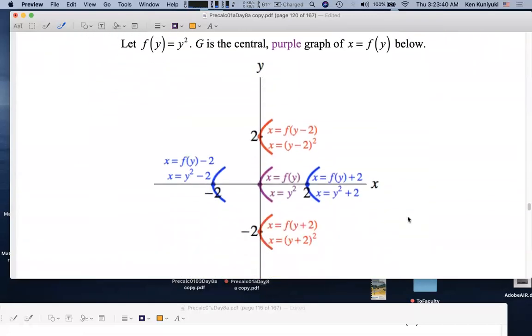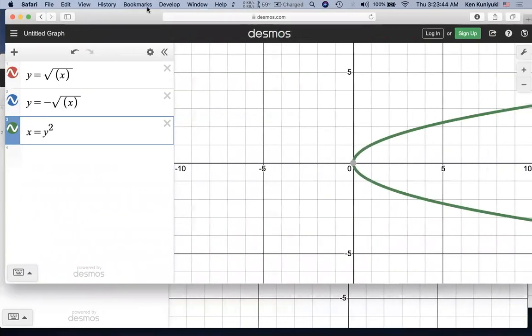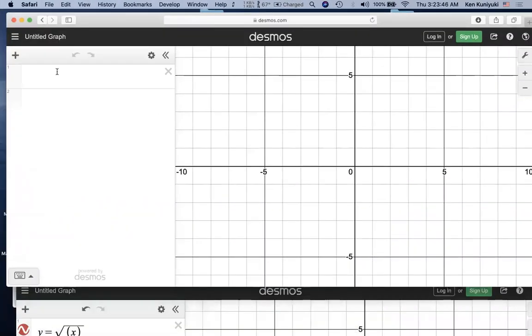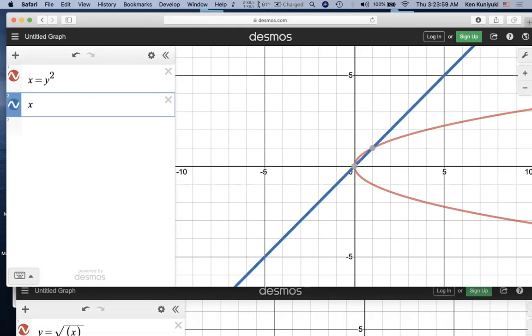So for example, consider the graph of x equals y squared. Let's do this on Desmos. Here's the graph of x equals y squared. This time, what happens if you add 2 to the right side? If you add 2 to the right side, you're increasing the x coordinates by 2. What happens then?